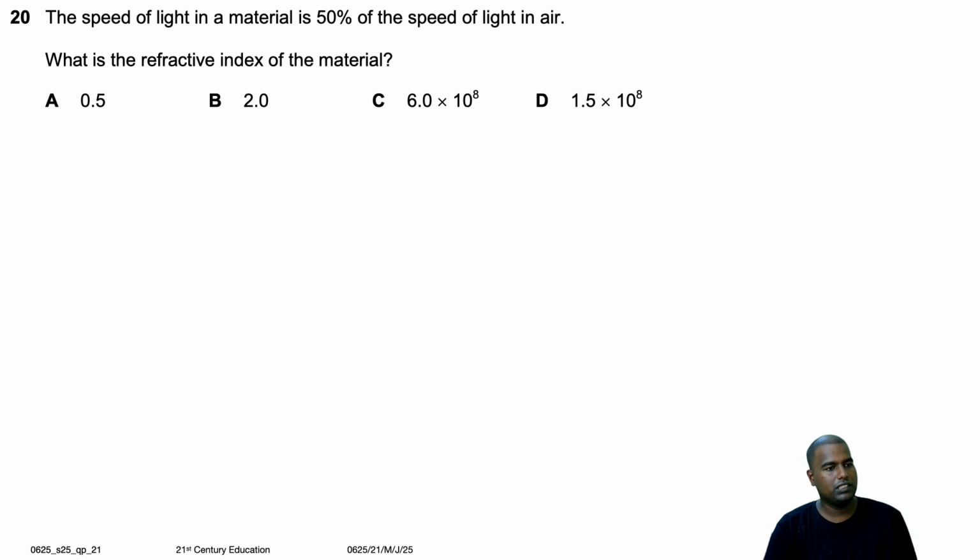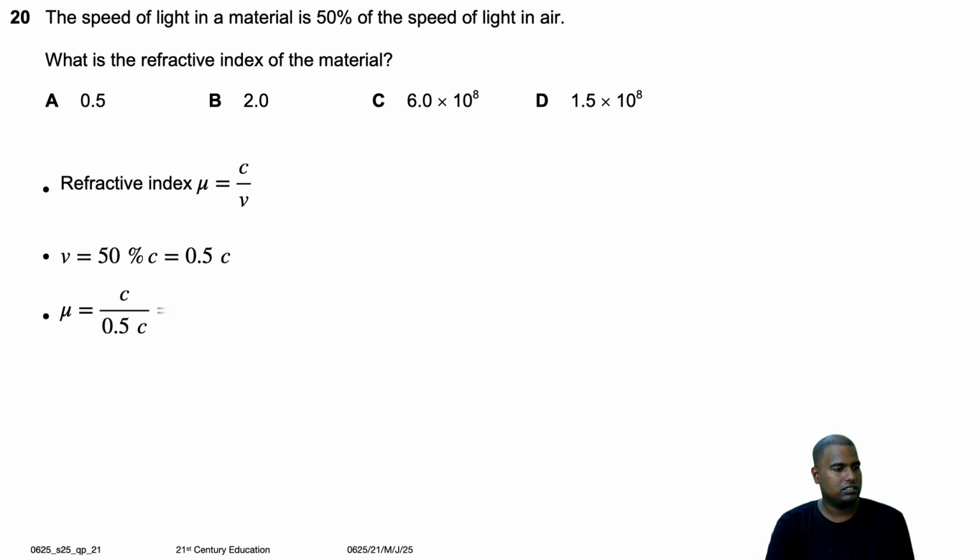Speed of light in a material is 50% of the speed of light in air. What is the refractive index of the material? We know that the refractive index is the ratio of velocity in vacuum divided by velocity in that particular medium. So it's c by v. In this case, v is 50% of c, which is 0.5c. So c divided by 0.5c, so c and c will get cancelled. 1 by 0.5, which is 2. So it is 2. Yes.